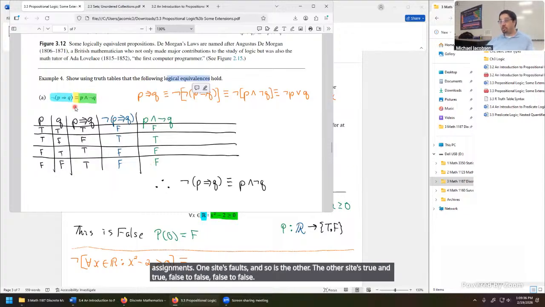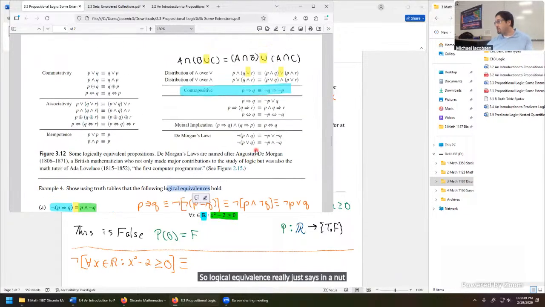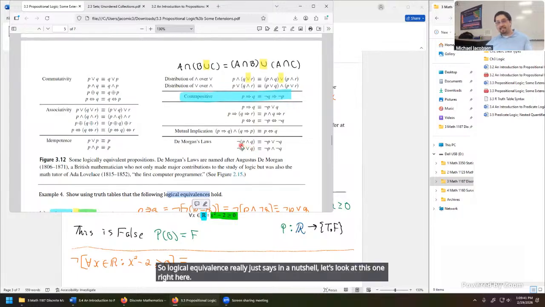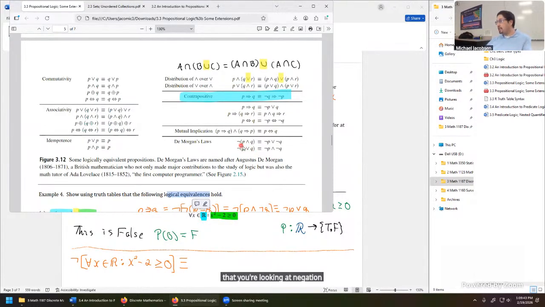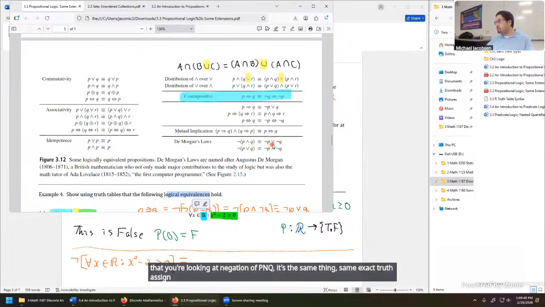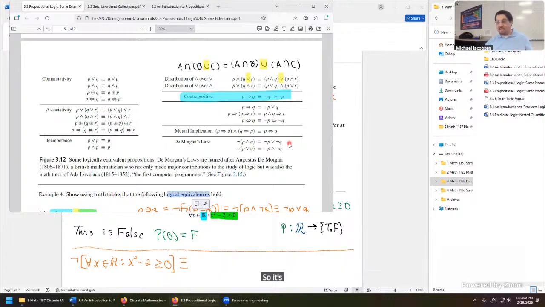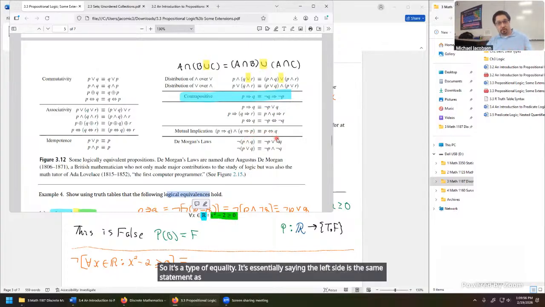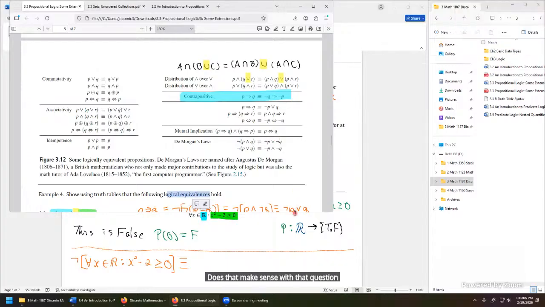So logical equivalence really just says in a nutshell, let's look at this one right here, that if you're looking at negation of P and Q, it has the same exact truth assignments as not P or not Q. So it's a type of equality. It's essentially saying the left side is the same statement as the right side. Sure, it looks different with the logical connectives, but it's saying the same exact thing logically. Does that make sense with that question there? Yes, thank you. You bet. Thanks for asking about that.